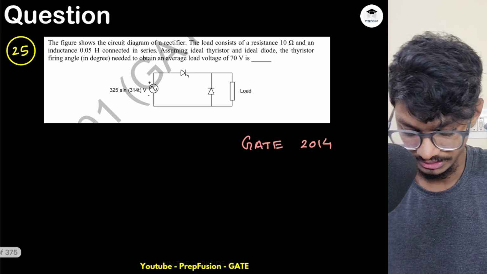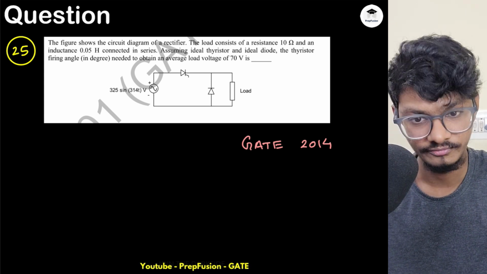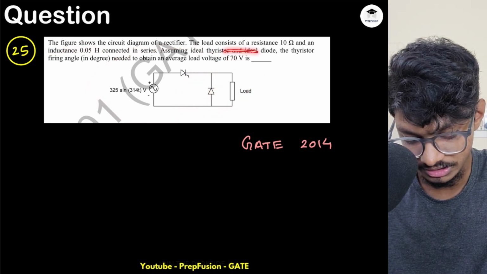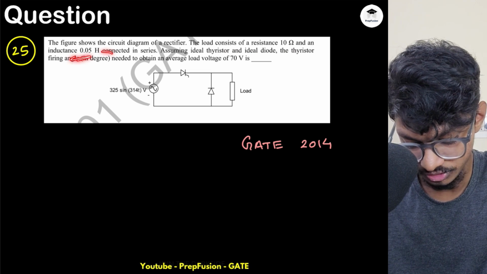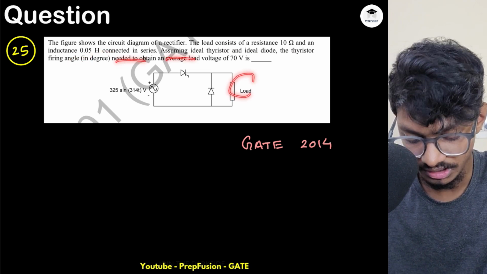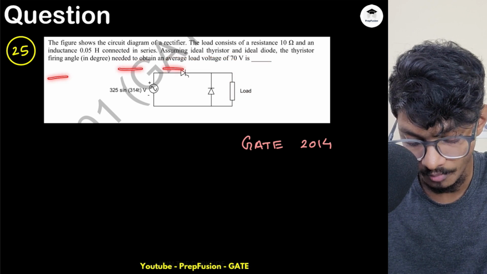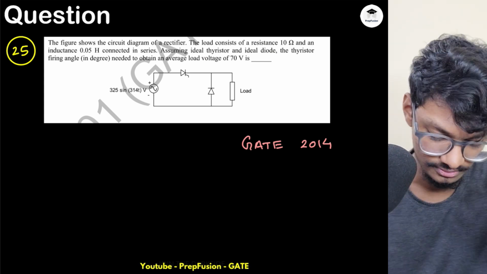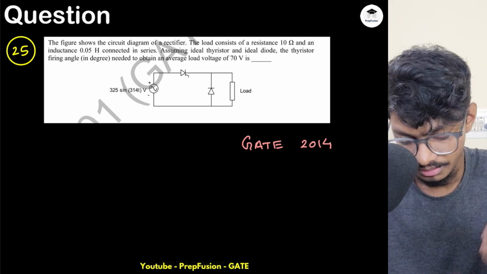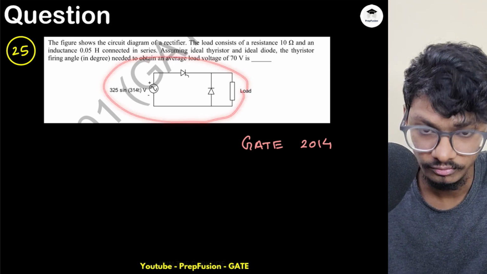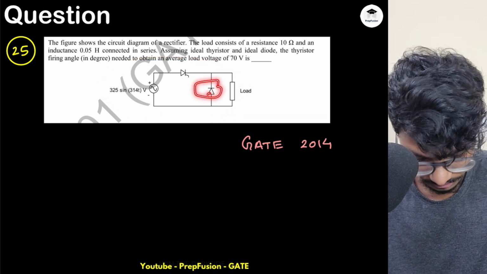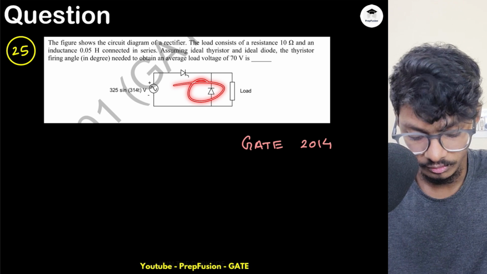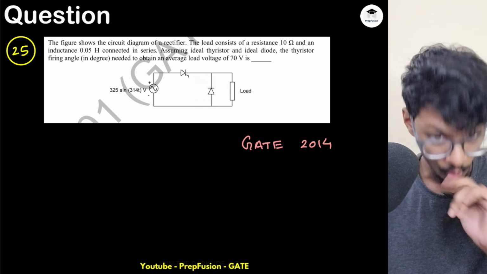Let's go to the next question. In the next question, this is also a GATE 2014 question. Here the circuit shows a circuit diagram of a rectifier with a freewheeling diode. The load consists of a resistor and an inductance of 0.05 Henry connected in series. Assuming the ideal thyristor and ideal diode, the thyristor firing angle needed to obtain an average voltage of 70 volts. So this is mainly just a formula based question, because for a rectifier with freewheeling diode, the average voltage formula we know, but that is only valid for continuous conduction.